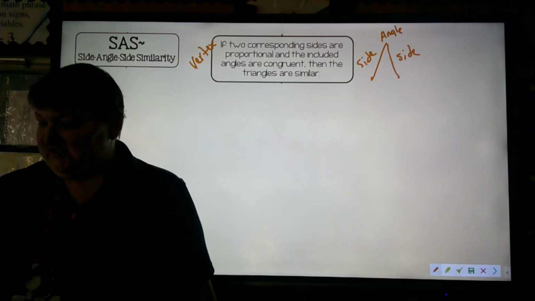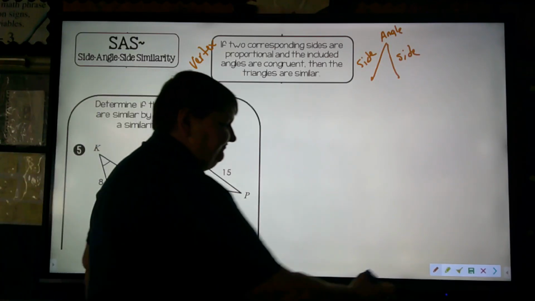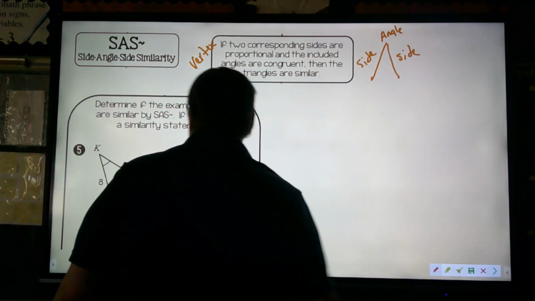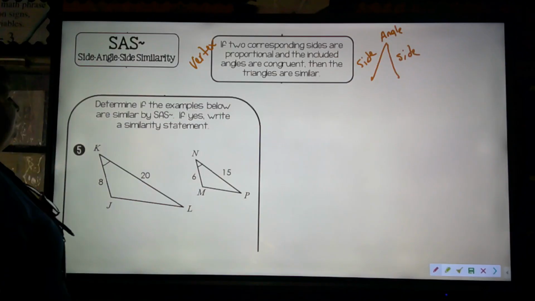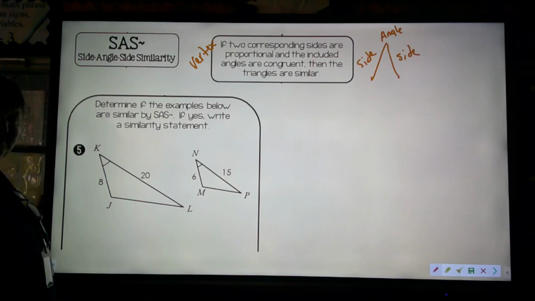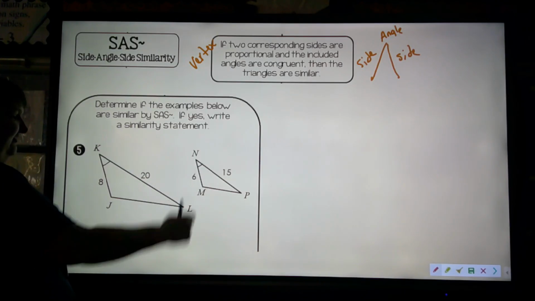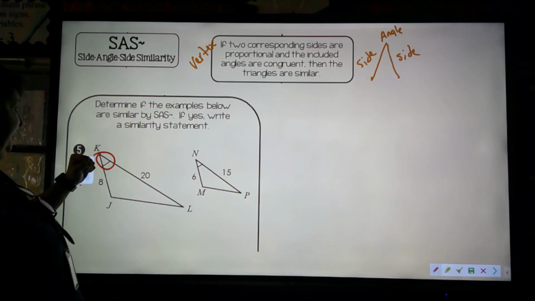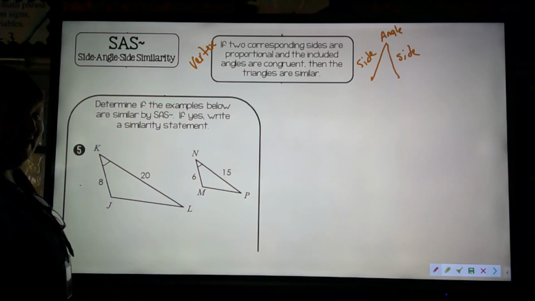So let's see what that looks like. Determine if the examples below are similar by SAS similarity. If yes, write a similarity statement. So we have to use what they're giving us and fill in the blanks. They gave us sides, and this is the angle, the vertex in between. So we have everything we need.